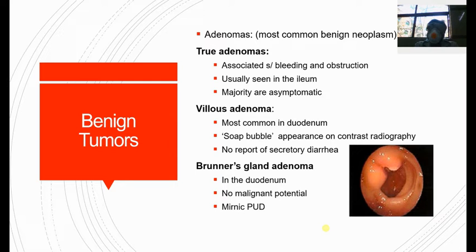They are usually seen in the ileum, but the majority of them are asymptomatic. So they are only diagnosed perioperatively, when you open a case of intestinal obstruction and come across the adenomatous lesion. The second variety is villous adenoma. These are mostly present in the duodenum, and on contrast radiography they give a soap bubble appearance. I have shown some pictures in my previous lectures when we were discussing the different investigations.